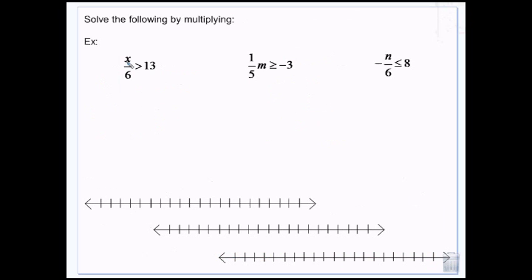Multiplication. 6 is positive, so I'm going to be multiplying by a positive 6. So my inequality will stay the same, and I get 78. So x is greater than 78. In set builder notation, x such that x is greater than 78. And if I'm going to graph this, I'm going to say this is 0. I'm going to say this is 78. I have an open circle. And I'm greater.